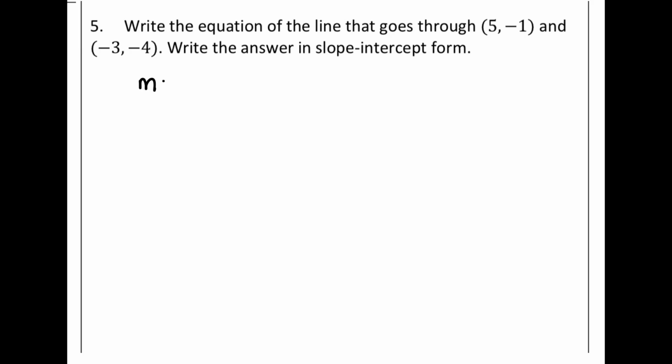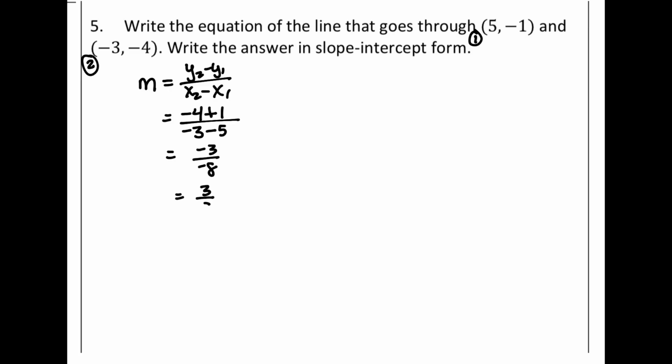Okay, so m is y2 minus y1 over x2 minus x1, and out of habit, I just do the first point that they give me as point 1 and the second point as point 2. So I'm going to do -4 minus -1 over -3 minus 5. So I get -3 over -8, which is positive 3/8.